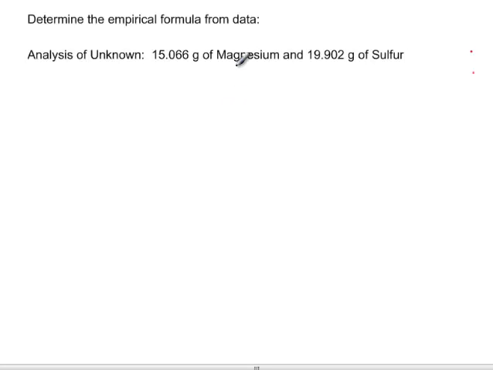So what we're going to do here is use the mass of magnesium and of sulfur in a compound to figure out the empirical formula. And remember, empirical formula is the simplest whole number ratio. So we're going to try to get a whole number ratio, and it's going to be a mole ratio between magnesium and sulfur, not a mass ratio. So we've got to get these masses and turn them into moles. So we're going to start with magnesium.